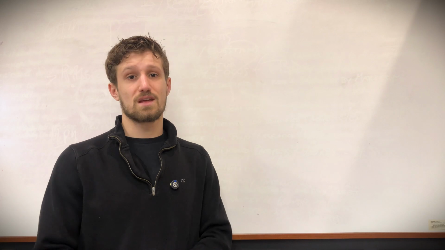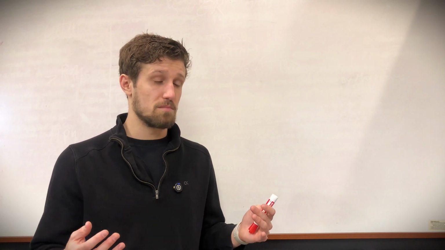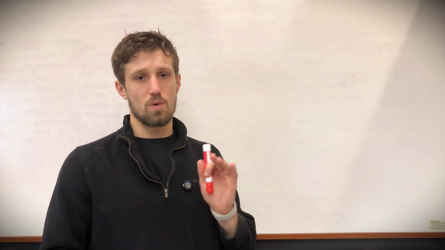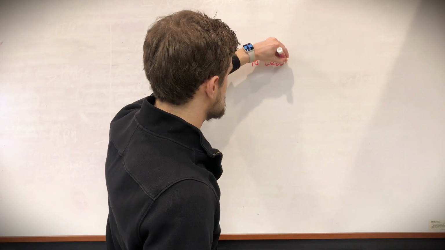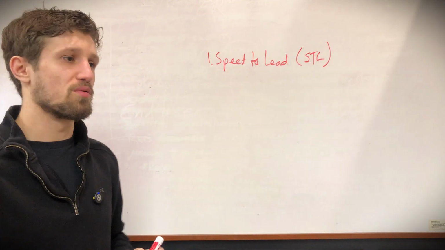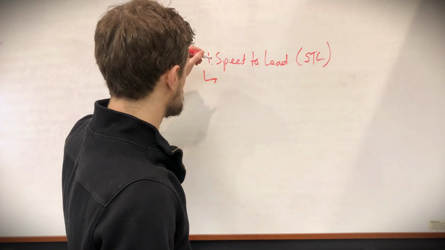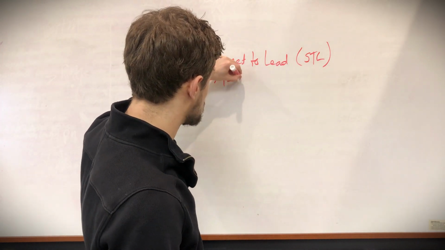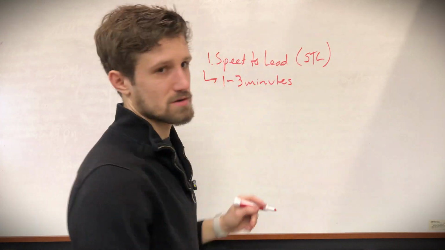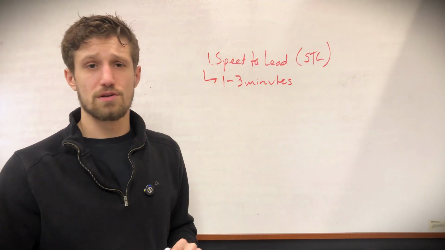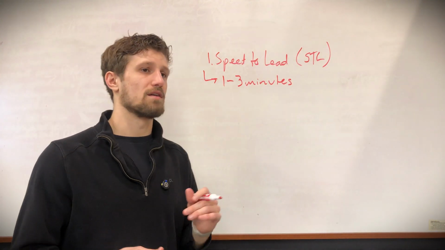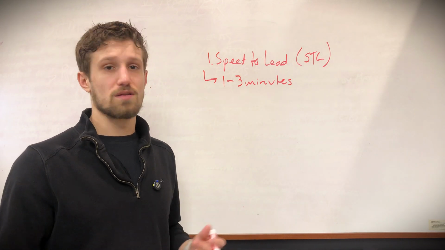So without further ado, let's get into the first and most important critical step when managing leads, and that is speed to lead. Speed to lead, or STL, is super important, and what you should aim for with this is a contact time of 1 to 3 minutes after having received the lead in your CRM, okay? So they opt into the form or what have you, you get a notification, you want to be reaching out and contacting that lead within about 1 to 3 minutes ideally.